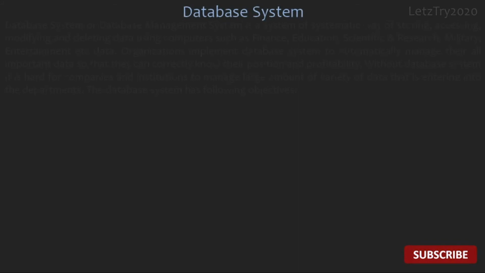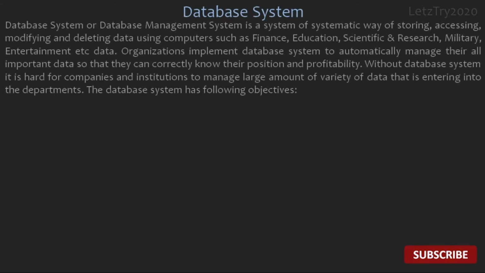Database system. A database system or database management system is a systematic way of storing, accessing, modifying, and deleting data using computers in fields such as finance, education, scientific and research, military, entertainment, etc. Organizations implement database systems to automatically manage all their important data so that they can correctly know their position and profitability. Without a database system, it is hard for companies and institutions to manage the large amount of variety of data that is entering into the departments.